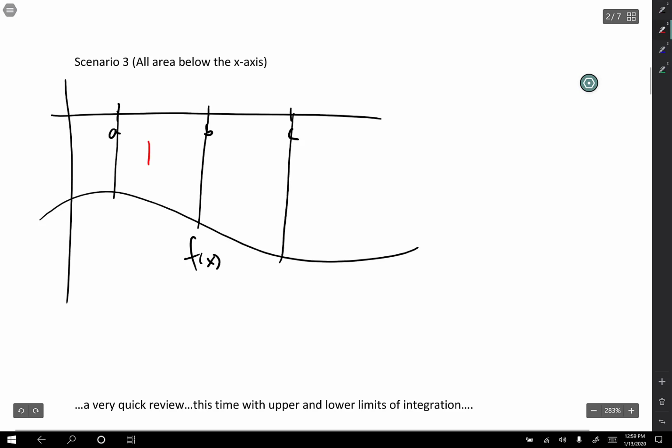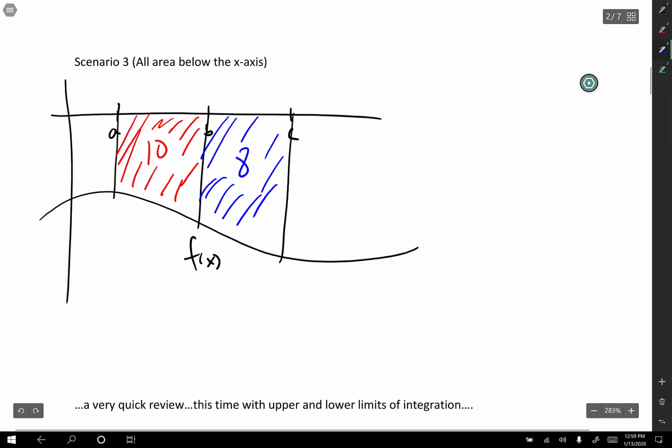So this area here, I'm going to say that's 10. I'm keeping the numbers pretty. The area from B to C, let me use blue on this one. I'm going to say that's 8. Yeah, that's enough there. So let me do the red one.